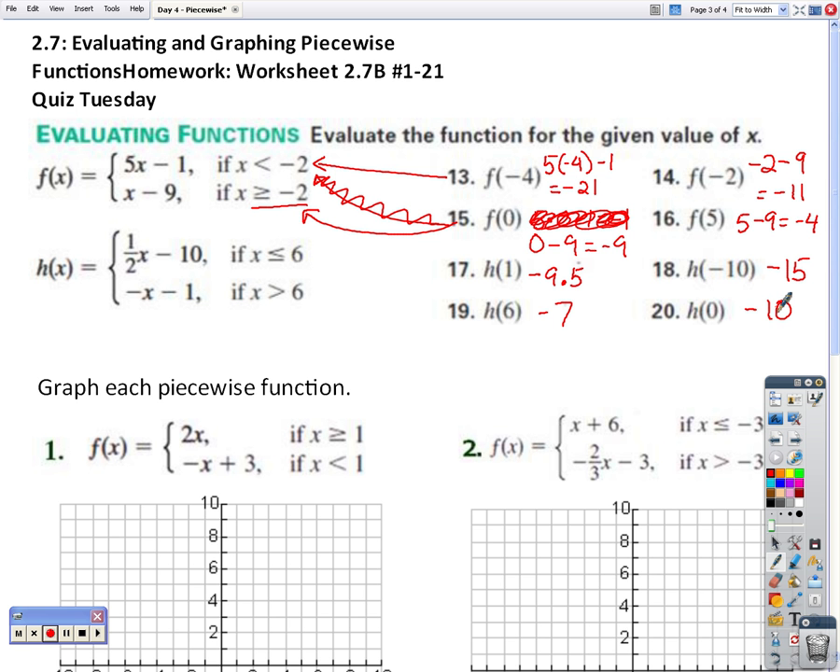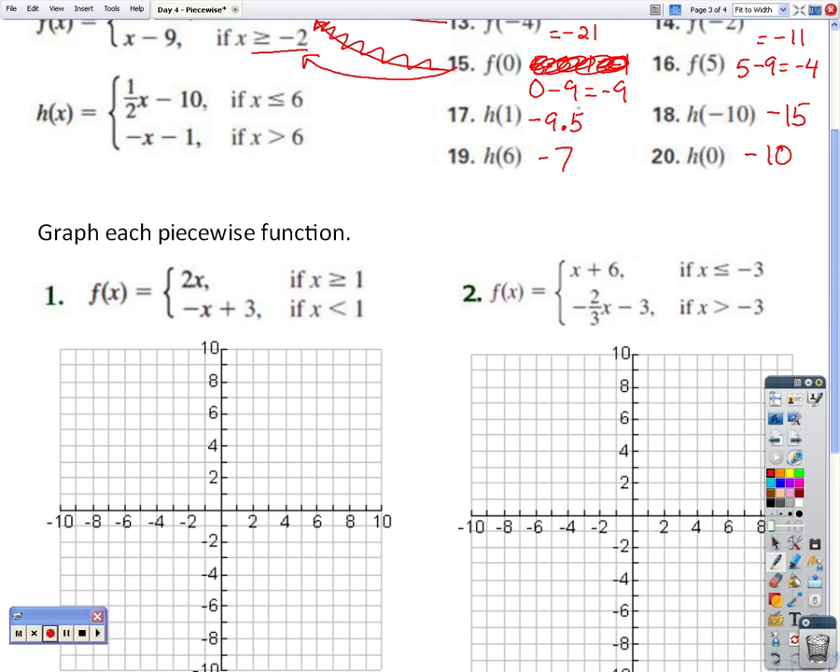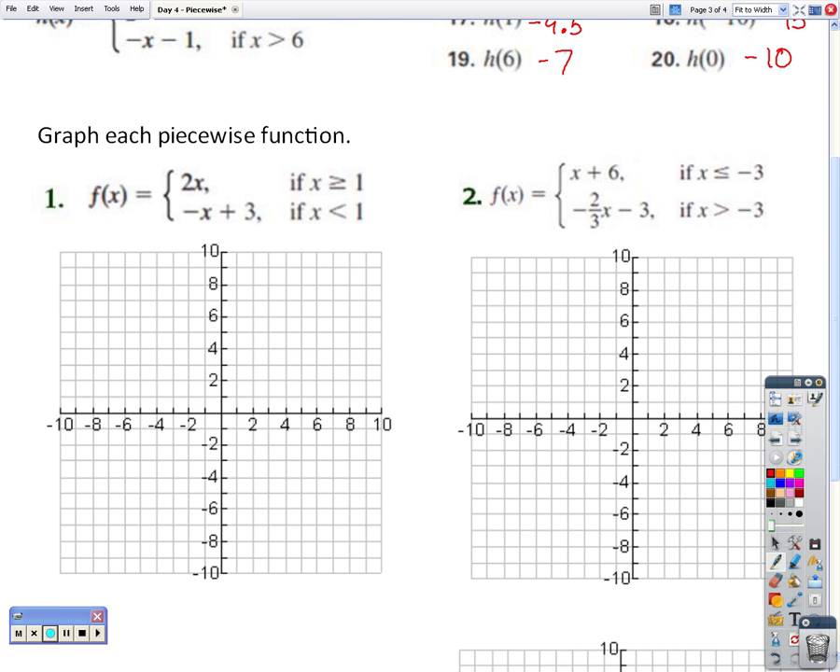All right. The next thing we're going to do is graph some piecewise functions. We're going to graph 2 together. The first thing we're going to do when we graph these is we're just going to graph each of the 2 lines as if they weren't piecewise functions. So we're going to graph 2x. 2x has a y-intercept of 0 and a slope of 2, so I'm going to go up 2 and over 1 a whole bunch of times, and I'm going to make my line.